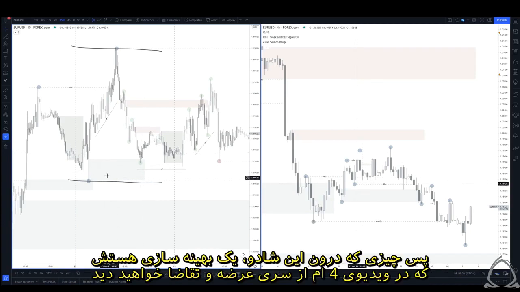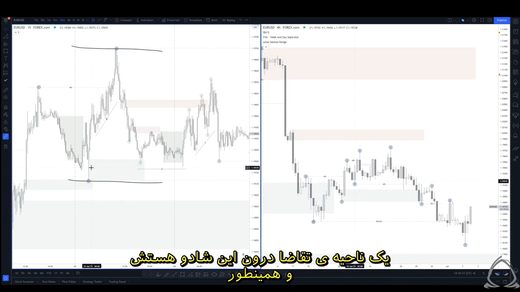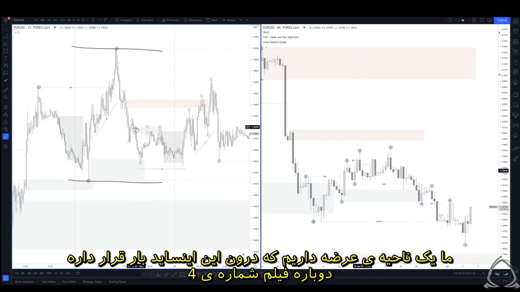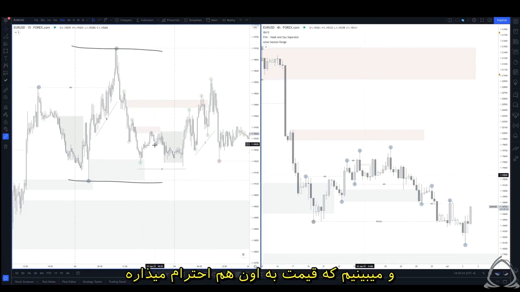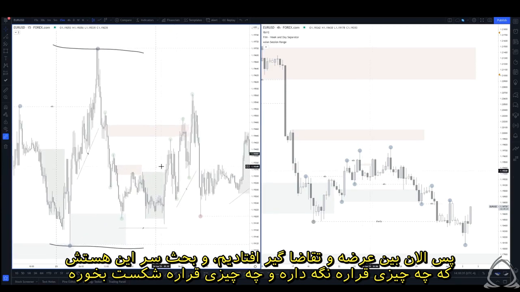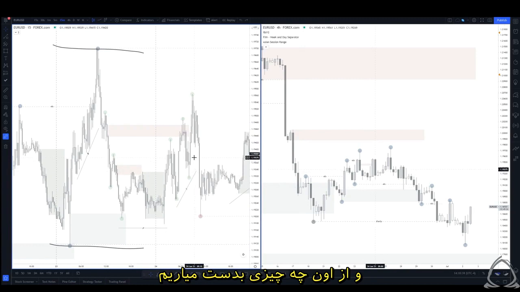So what we can see within this wick, which is a refinement that you'll see in video 4 in the supply and demand series, there is a demand zone resting within this wick. And what we can see is when price tests into that wick, we get a strong reaction. We have a supply zone that's resting within this inside bar, again, video number 4. And what we can see is price respects that as well. So we're caught between supply and demand, and now it's a matter of what is going to hold, what is going to start failing, and what can we start to gain from that?